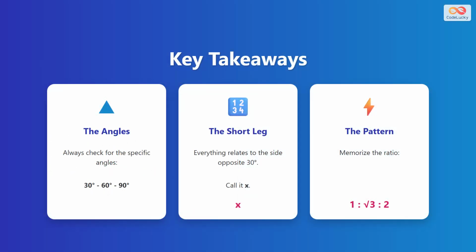To wrap up, remember these three keys. First, check your angles to confirm it is a 30-60-90 triangle. Second, always try to find the short leg, or x, first, as it links everything together. And third, trust the ratio, 1 root 3 2. With these tools, you can solve any problem of this type.